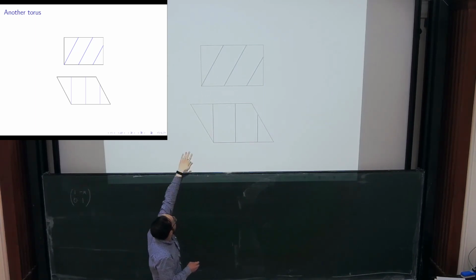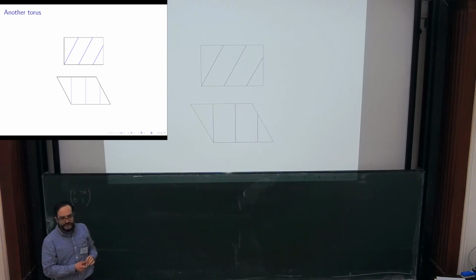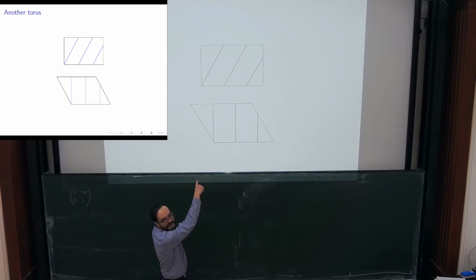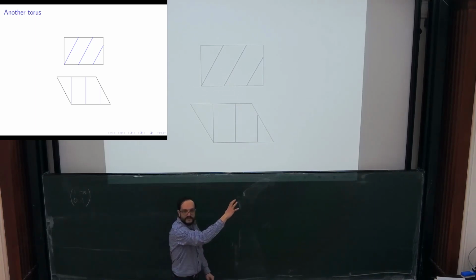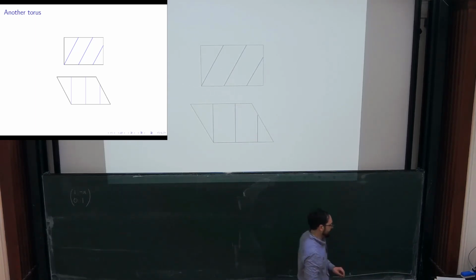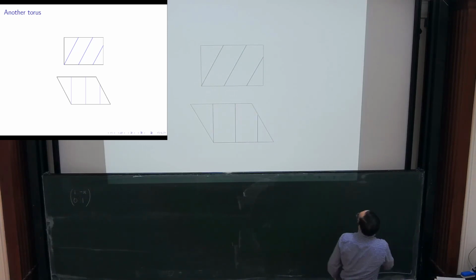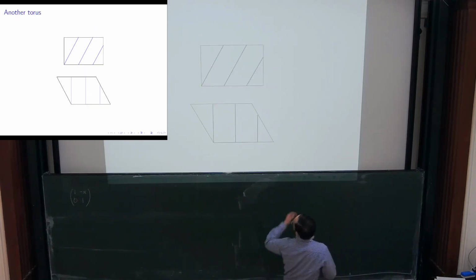I change my flat surface, and now I have these, right? These lines get sent to the lines that you see below. Is everybody okay with that? Good. Okay, so that's kind of a nice picture.